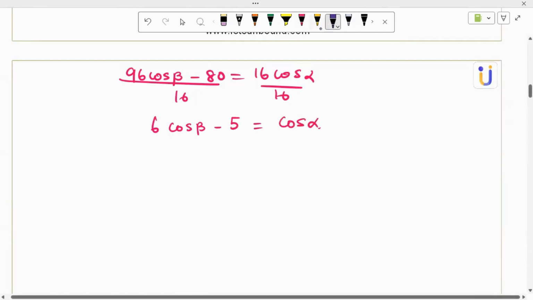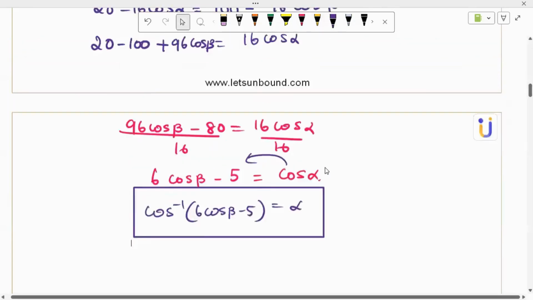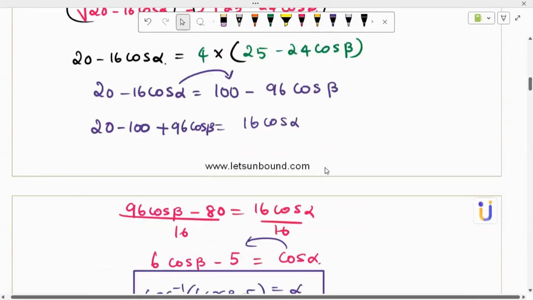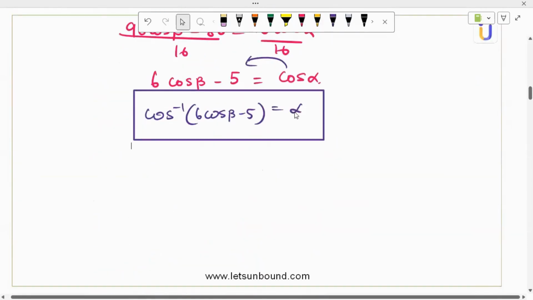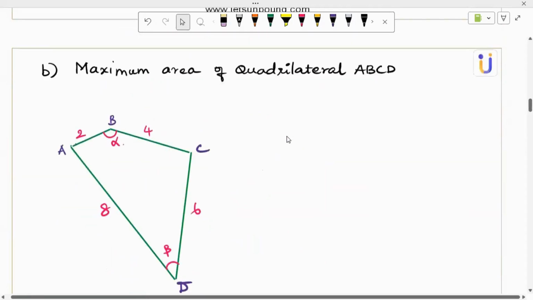I want alpha, right? So you take cos inverse. This will go as cos inverse. So cos inverse of 6 cos beta minus 5. So alpha is equal to cos inverse of 6 cos beta minus 5. So we have expressed alpha in terms of beta. That's the second part. Alpha in terms of beta. Alpha should be the subject, right? So that's simple. And next part.